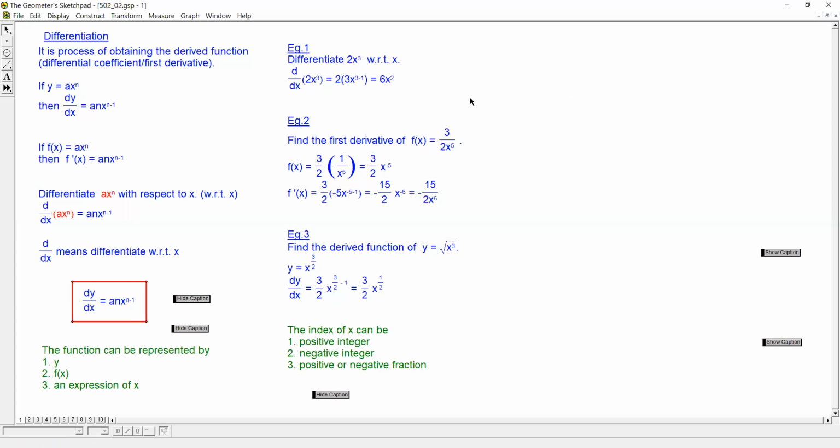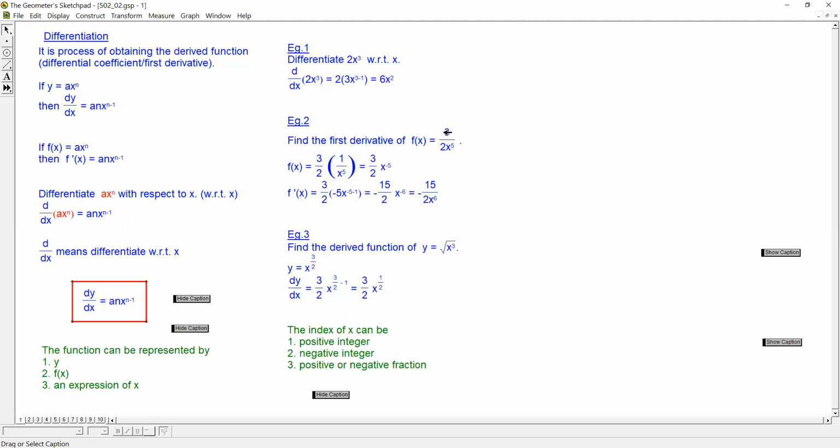Okay, the next example is find the first derivative of f(x) equals 3 over 2 x to the power of 5. Now this one, you want to do it mentally, not so soon. In future, hopefully you can do it mentally. If you cannot do it mentally, then you have to change this function to this form, then you differentiate.